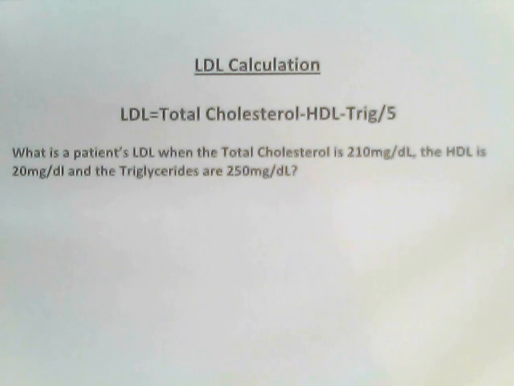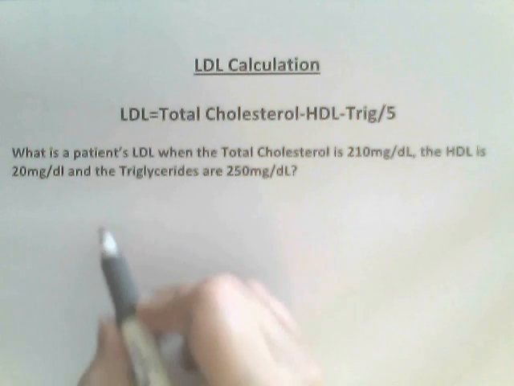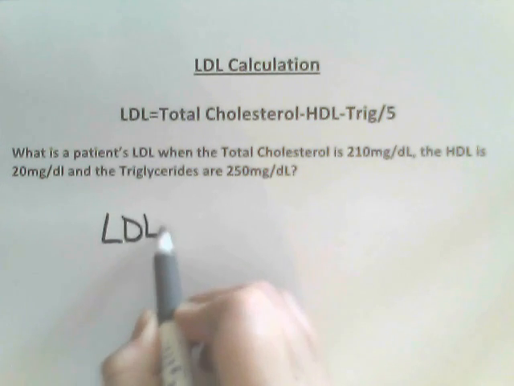For the calculation of a patient's LDL, or low density lipoprotein, we need to take the total cholesterol from the patient minus the high density lipoprotein, or HDL, minus the triglyceride level divided by 5. With this example, we're going to figure out a patient's LDL when their total cholesterol is 210 milligrams per deciliter, the HDL is 20 milligrams per deciliter, and the triglycerides are 250 milligrams per deciliter.